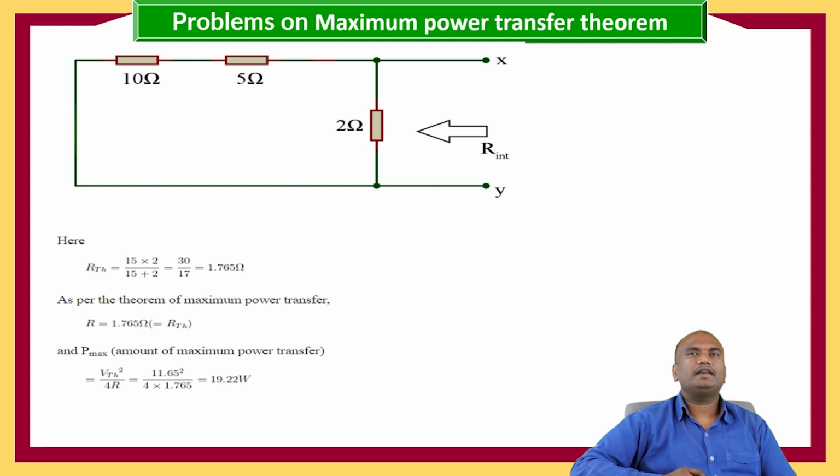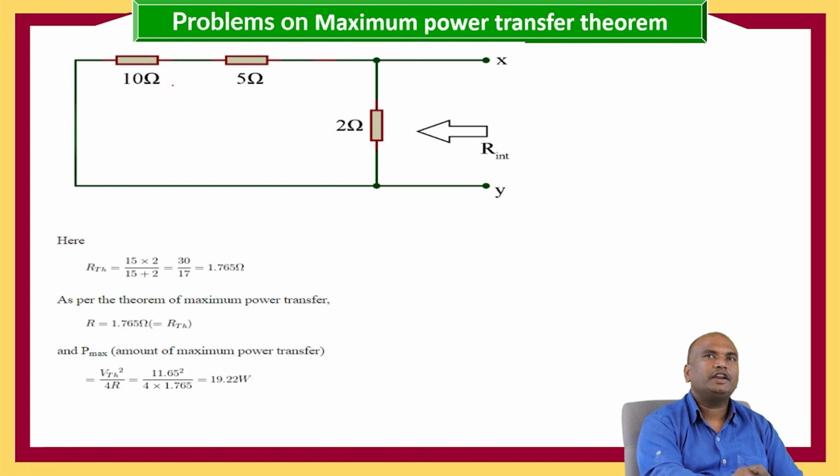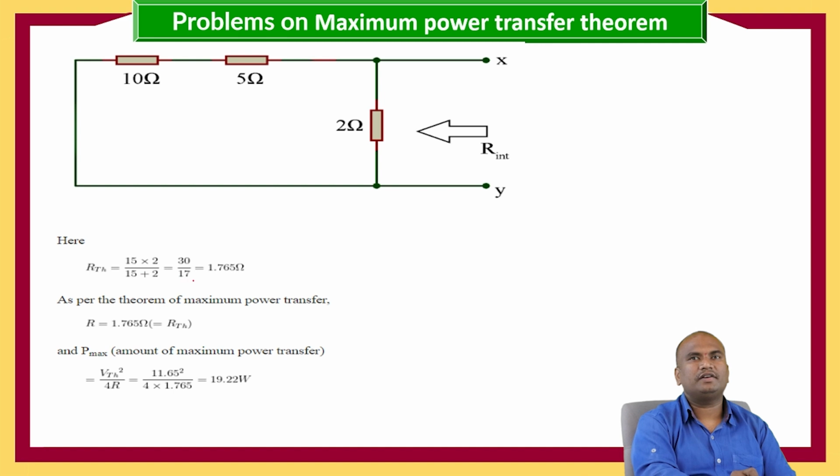So for calculating RTH, in our circuit, we have only voltage sources. So all the voltage sources are replaced with short circuit. Now, when we replace with the short circuit, our circuit will be like this. And here, if you see this circuit, this 10 ohms and 5 ohms are connected in series, and that combination is in parallel with 2 ohms. So RTH is equal to 15 into 2 by 15 plus 2, that is 30 by 17, which is equal to 1.765 ohms.